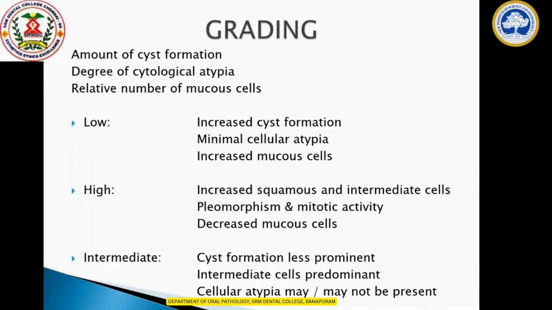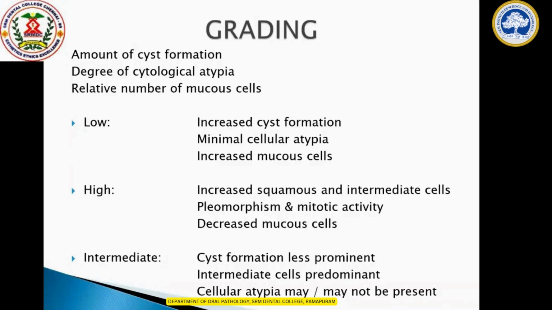So the cytological atypia may or may not be seen only. If you take the low grade, increased cystic component is going to be there, a lot of mucous cells, a few intermediate and epidermoid cells, and cytological atypia is nil or very minimal in amount. Moving to your intermediate grade.